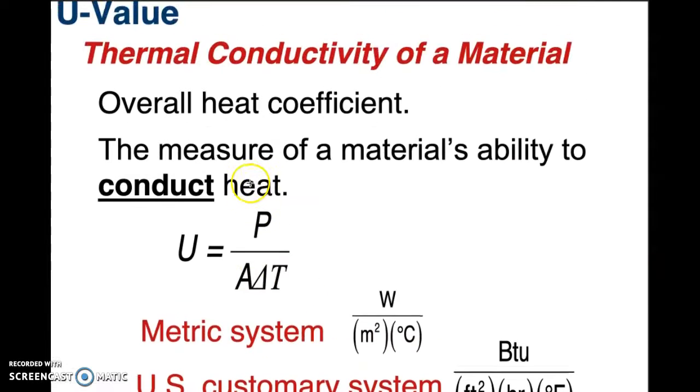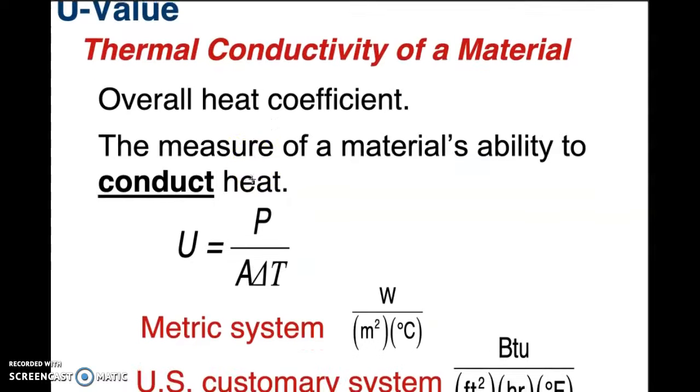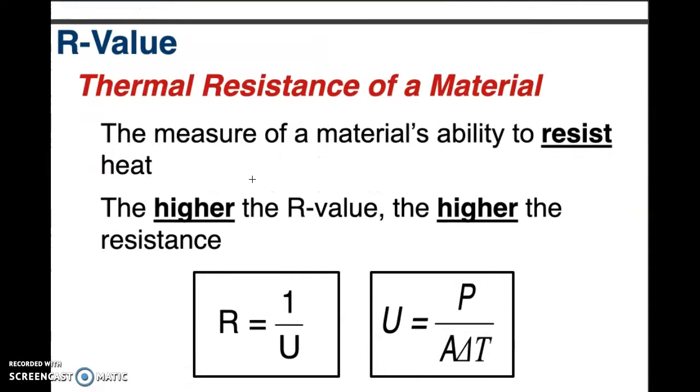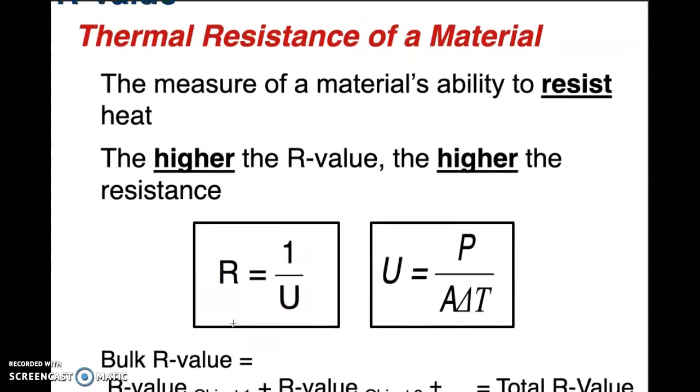So if U is how well something can conduct heat, R value is the opposite of it. It's how much you can resist heat. See how they're inverses of each other? So if you have a high U, you'll have a low R. If you have a low U, you'll have a high R.